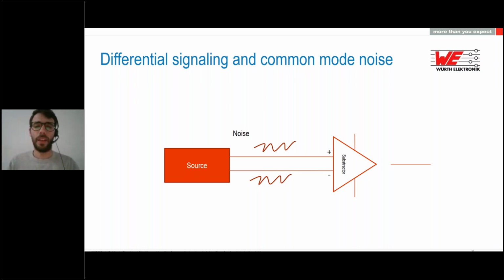And then if we have some kind of coupling, we could have different voltages coupled, or even the same voltage coupled on both lines. So we have the same current. Instead of having a loop and the current flowing in this way, we have the same noise coupled on both lines and flowing in the same direction. So we have the same current in this direction.